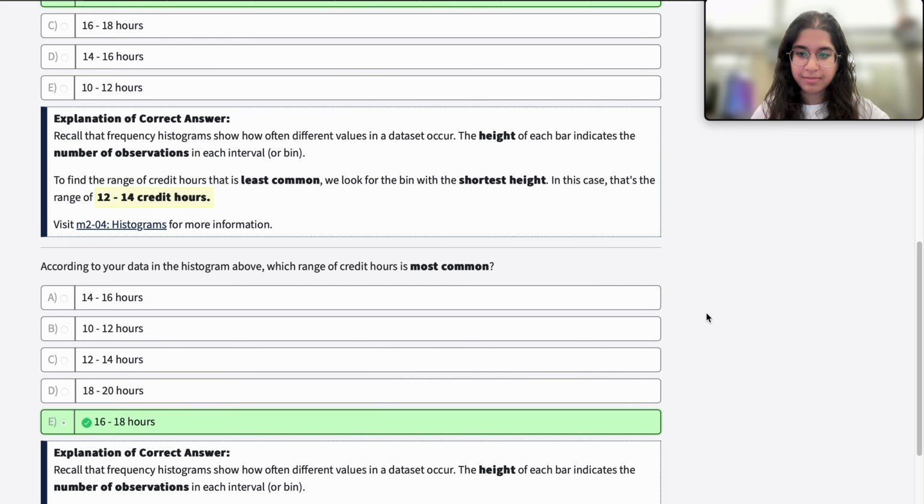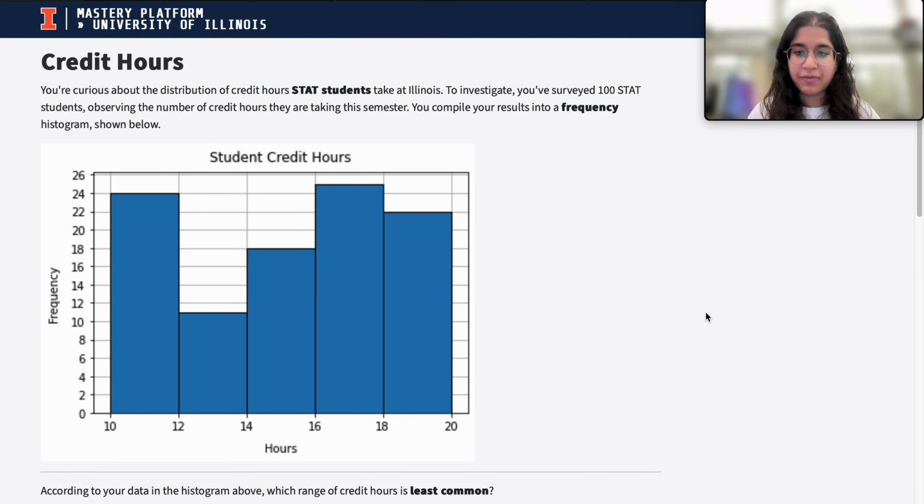So this question is pretty straightforward. It's just knowing how to read the frequency histogram.